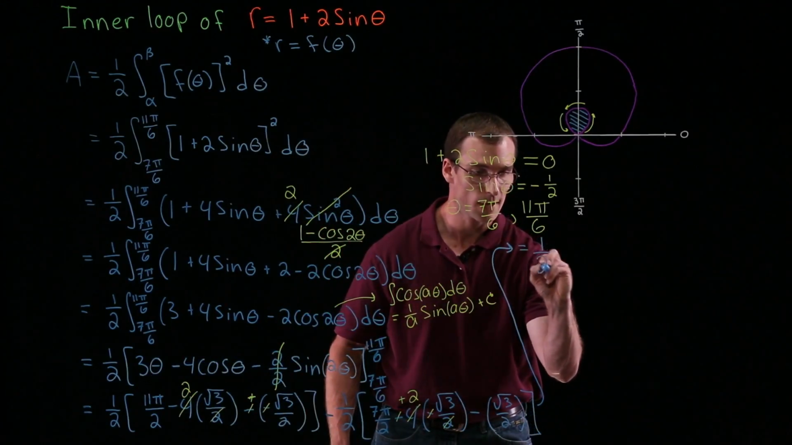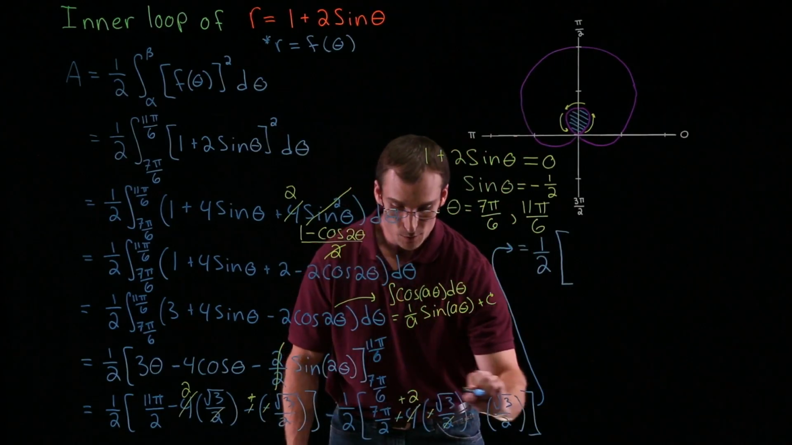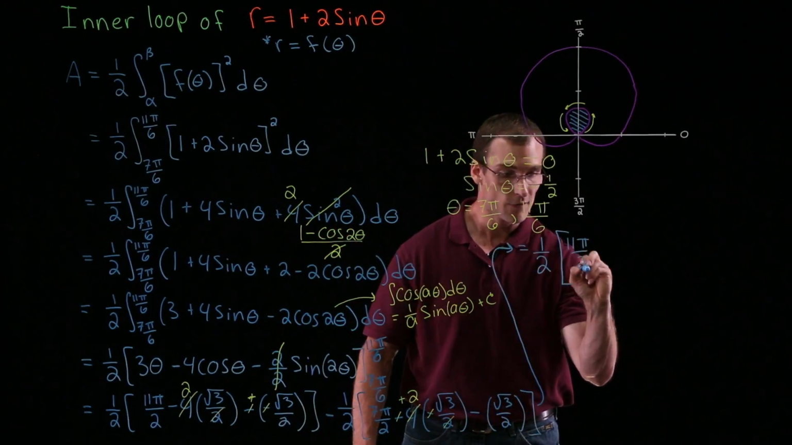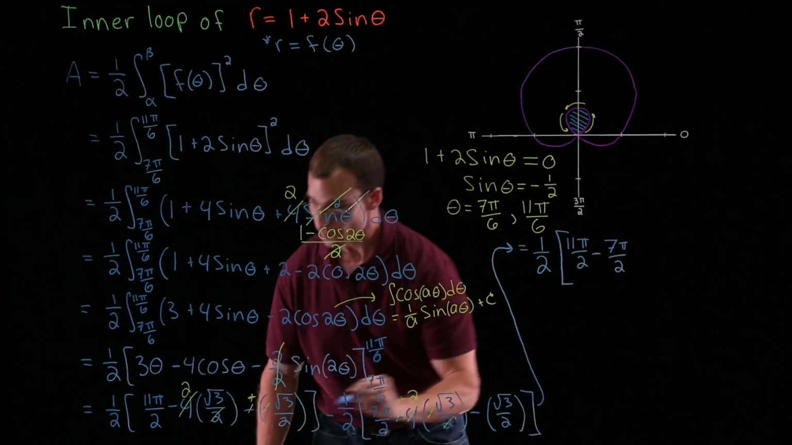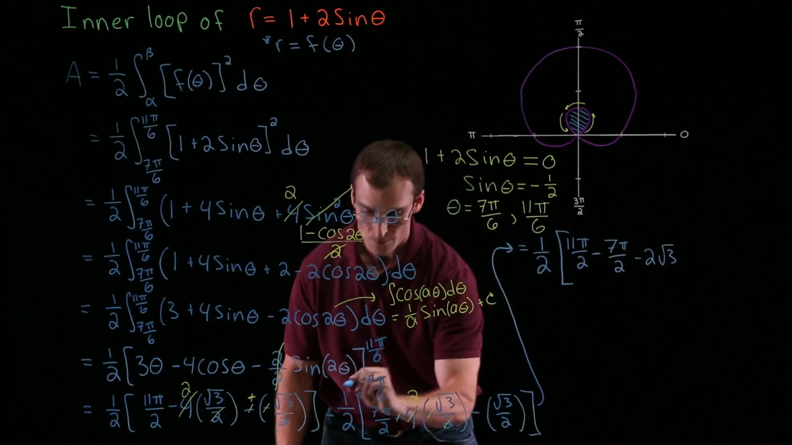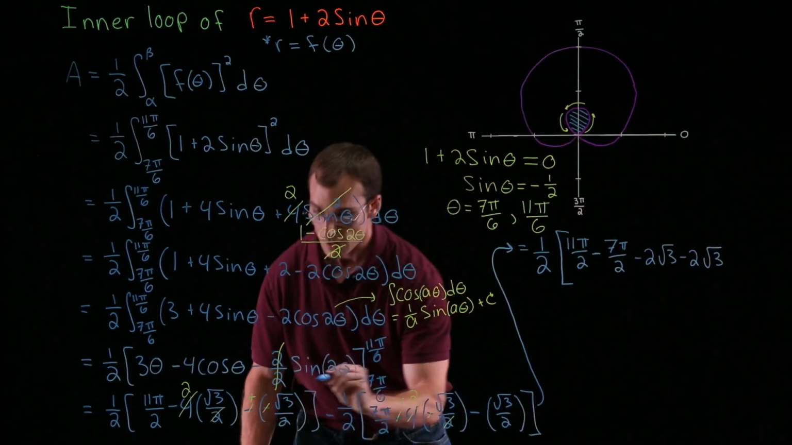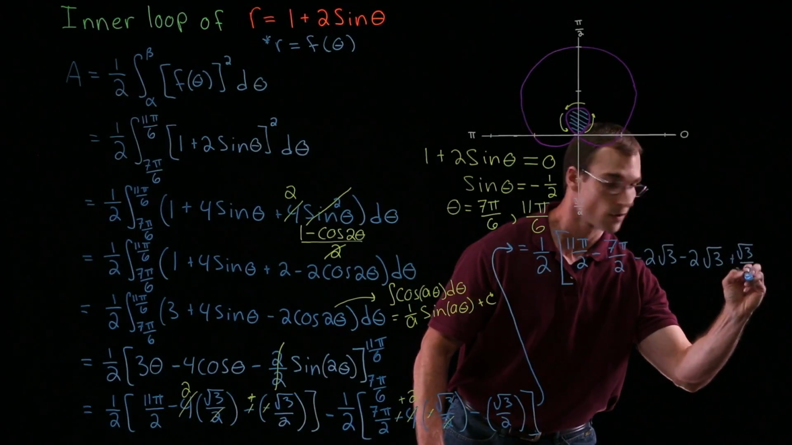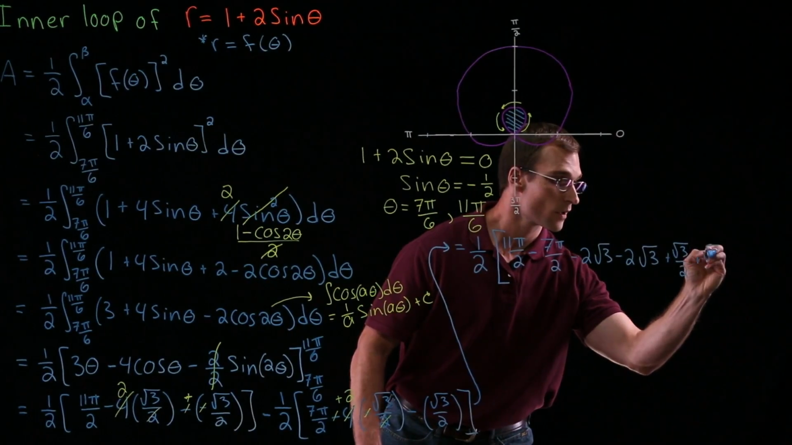So we'll take this as 1/2 times the quantity. And now taking our negative and multiplying through, we're going to do some subtraction. So we'll take 11 pi over 2 minus 7 pi over 2, and then our minus 2 root 3 with our negative here, minus 2 root 3, and then our positive root 3 over 2, and then minus minus, plus root 3 over 2.